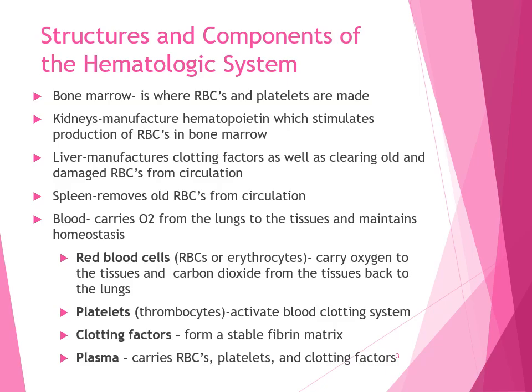Blood carries oxygen from the lungs to the tissues and maintains that homeostasis that our body is so great at trying to maintain. Our red blood cells, or erythrocytes, carry oxygen to the tissues and carbon dioxide from the tissues back to the lungs. Platelets or thrombocytes activate our blood clotting system. Clotting factors form a stable fibrin matrix, and then our plasma carries our red blood cells, platelets, and clotting factors.